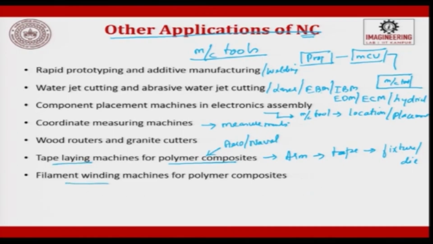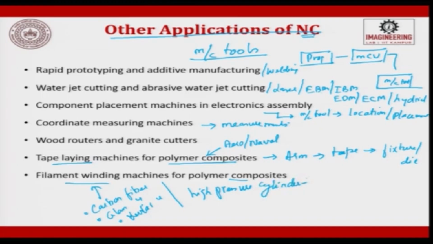And finally, filament winding machines for polymer composites. Here the filament is nothing but a carbon fiber wire, or it can be a glass fiber, or it can be a Kevlar fiber. It is like a fiber which is wound around a mandrel, and then you put an epoxy there, remove the mandrel out, you get, for example, all the high pressure cylinders, which are spherical, used again in aerospace industry, are made out of the filament winding process.